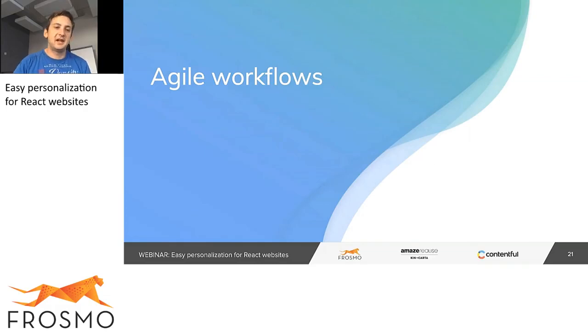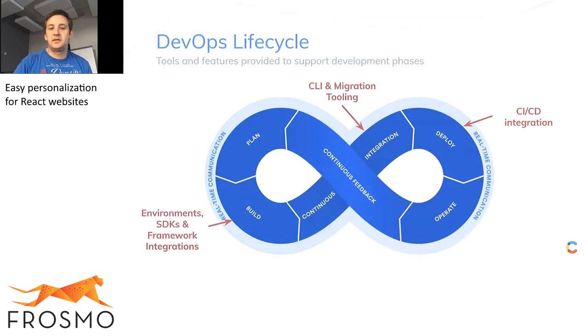And the last part is agile workflows. The modern DevOps lifecycle is what I hope is adapted by most agile teams these days, where you continuously iterate on things in a hopefully mostly automated fashion, easing daily chores so you can focus on the problems you're trying to solve for your customers. And Contentful needs to fit into this.